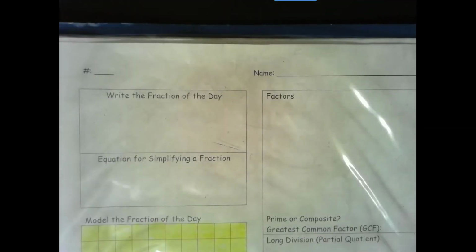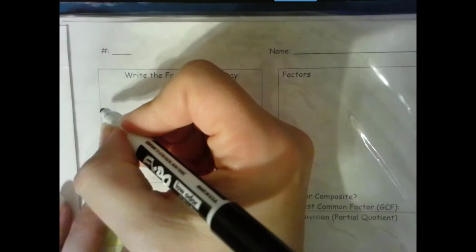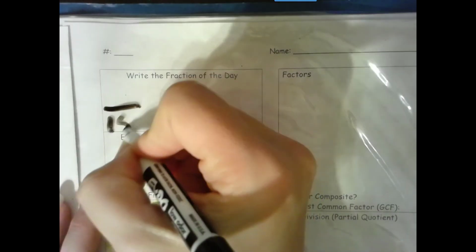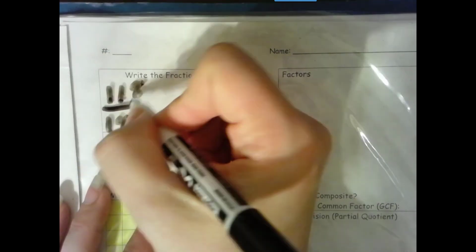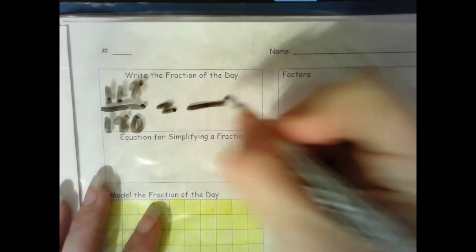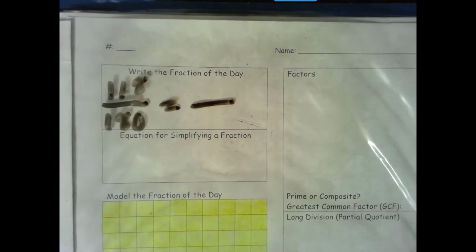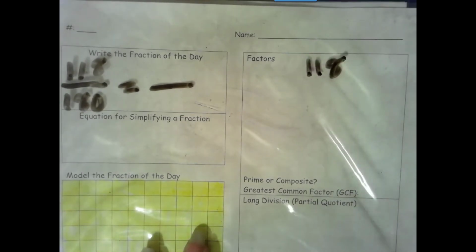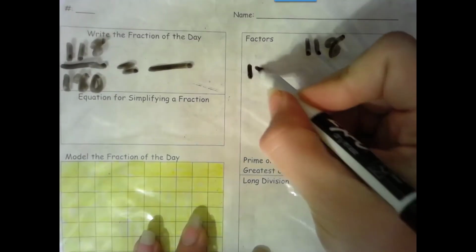Let's go ahead and get down our beginning fraction. We have a total of 180 days. We are on day 118. Let's go ahead and get down the factors of our numerator. So our numerator is 118. Two factors we always know are 1 and the number itself.